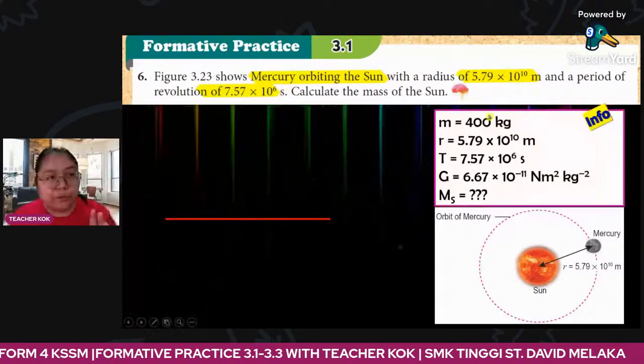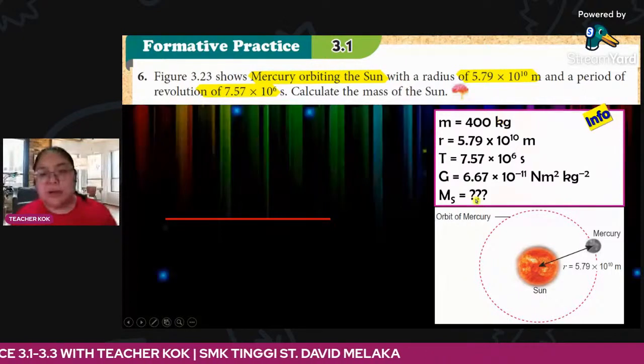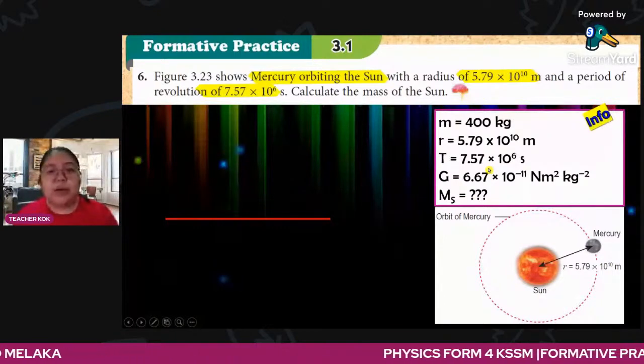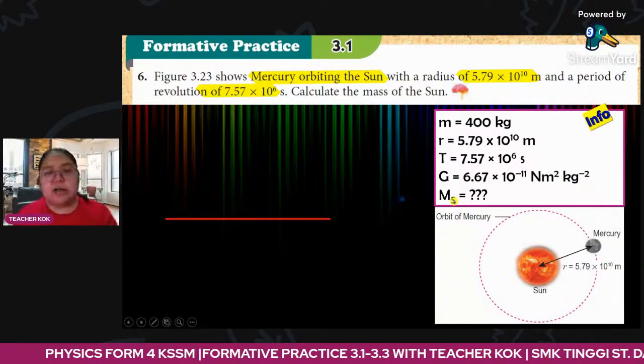400 kilometers. After that, we've got the radius between Mercury and the sun. After that, we've got the period, the time taken to orbit, 7.57 times 10 power 6. Gravitational constant, that's the same. Okay, last one, I want to know the mass of the sun. Okay, mass of the sun.